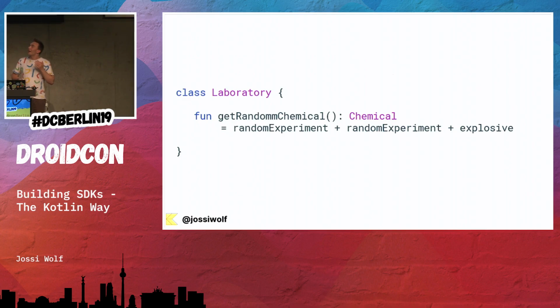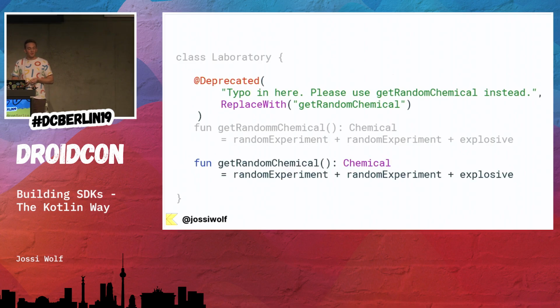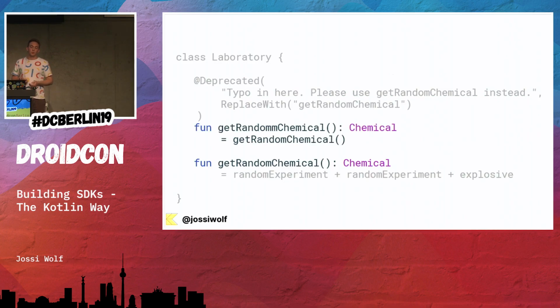We went with a deprecated annotation, saying, all right, we had a typo in here. Please use get random chemical instead, and we specified the replace with annotation. And then we added the new method, right, which did the same. And we just forwarded the old method call to the new method call, which means that we now have a backwards compatible API, which is easily fixable and easily usable.